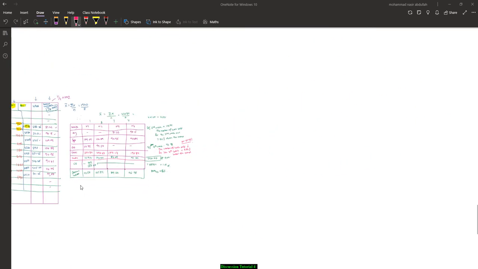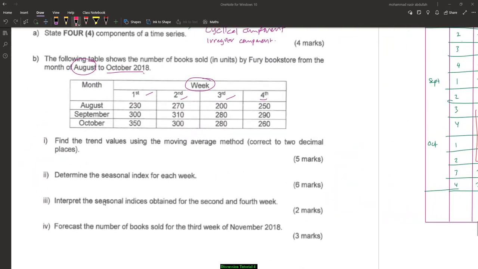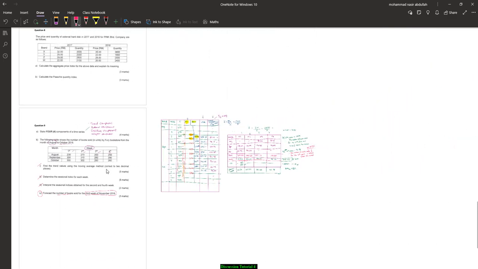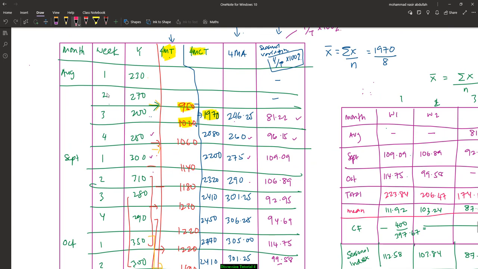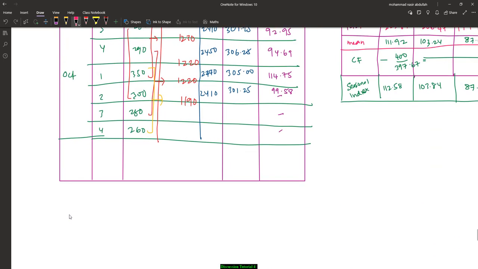So the last question for question 9 is, we already done this. Did this one, 1, 2, 3 does. Number 4. Forecast the number of books sold in third week November 2018. So November 2018, August, September, October, November lah. Right. November. So dia suruh minta dalam week number 3 kan. 1, 2, 3. Right. Letak ke bawah sikit.